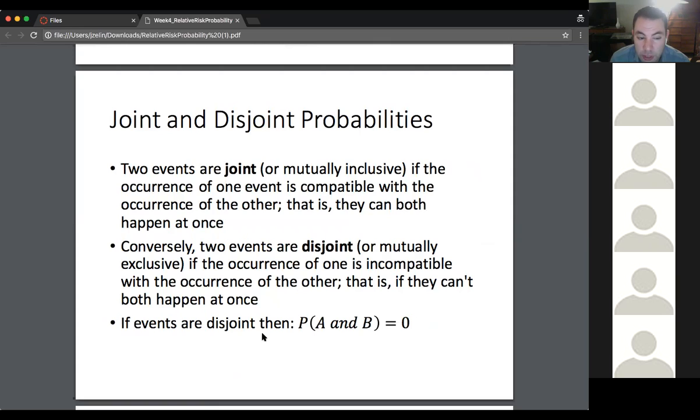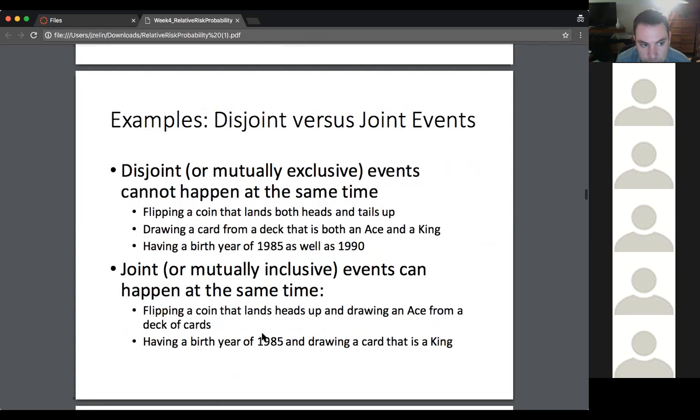Two events are joint or mutually inclusive if the occurrence of one event is compatible with the occurrence of the other, and they can both happen at once. Conversely, two events are disjoint or mutually exclusive if the occurrence of one is incompatible with the other, so they can't happen at once. If the events are disjoint, then the probability of A and B will be equal to 0.